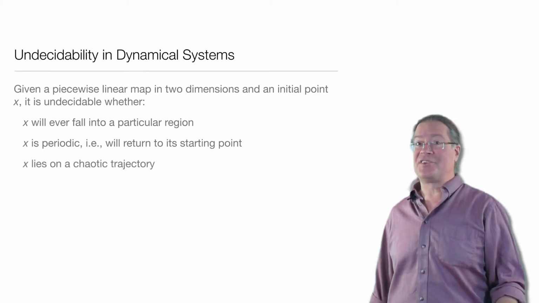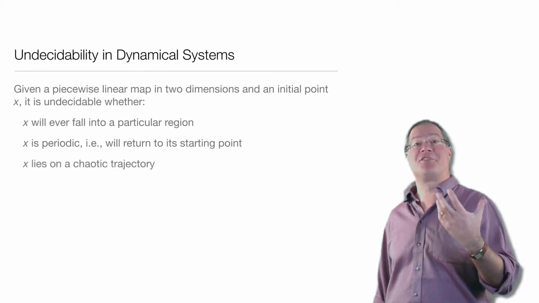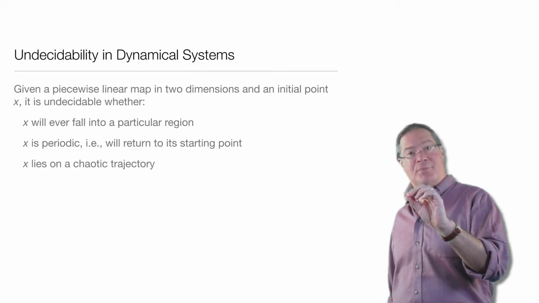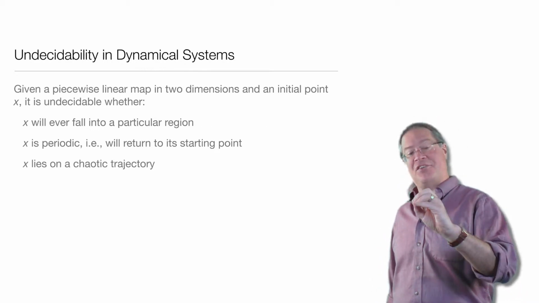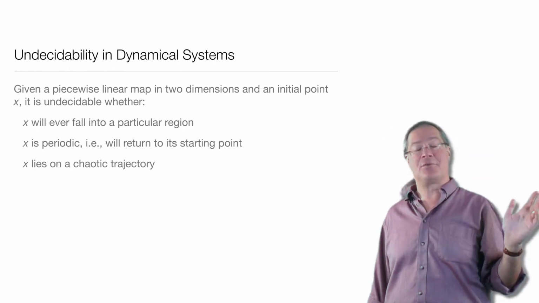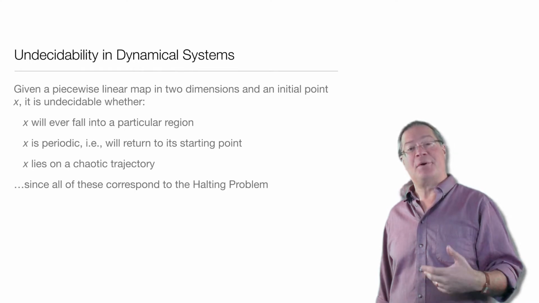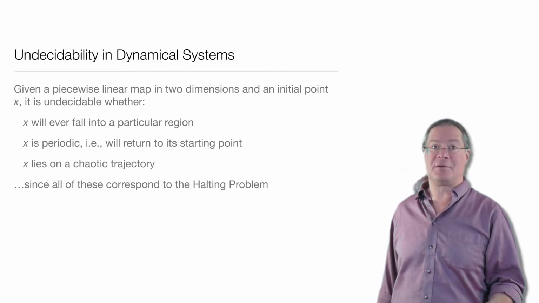It's undecidable to tell whether it lies on a chaotic trajectory, if indeed it is one of those points where a small perturbation to that initial condition will cause an exponentially growing difference down the road. Since all of these questions correspond to the halting problem, they're all undecidable.